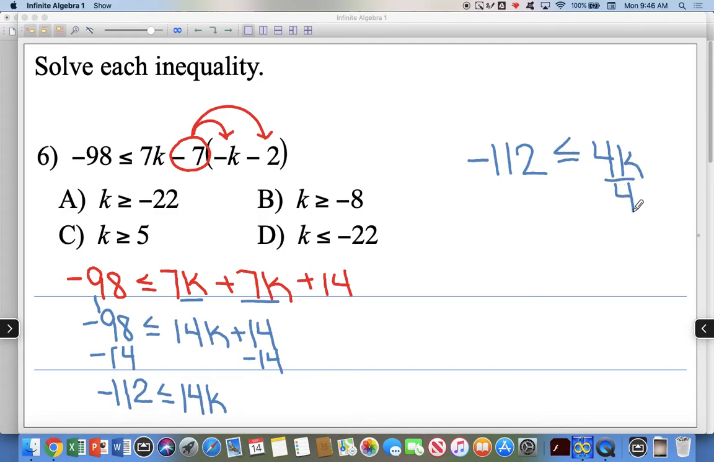Now, if we divide by 4, we don't have to flip because we're dividing by a positive 4. What is negative 112 divided by 4? Negative 8. You're going to say 112 divided by 4? Oh man, I'm tired. All right, so it goes in twice, and that's 8, and then we get 32. Yeah, that's 28.